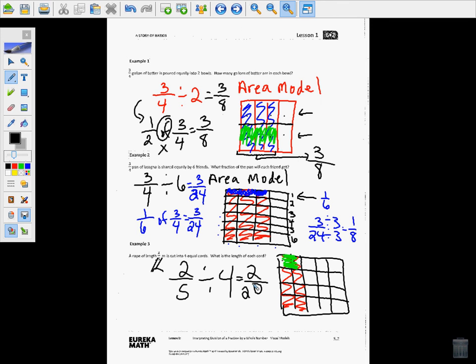Okay, or we could write this as a multiplication sentence. This could also be looked at as 1/4. So 1/4 of 2/5, which means to multiply, so we do 2/20. Now always look to simplify. 2/20 is also equal to 1/10.